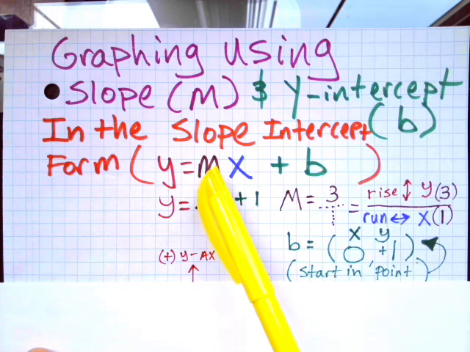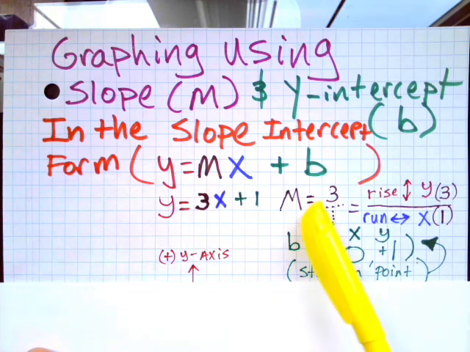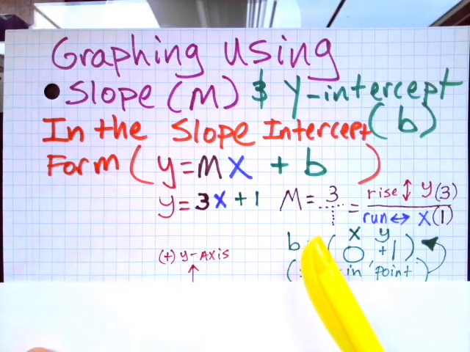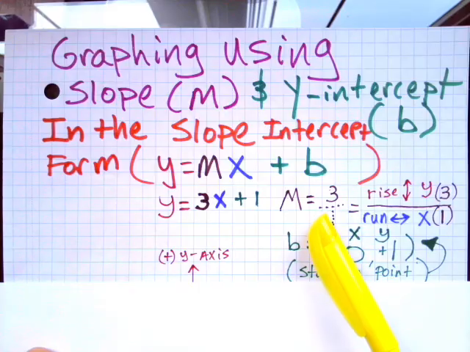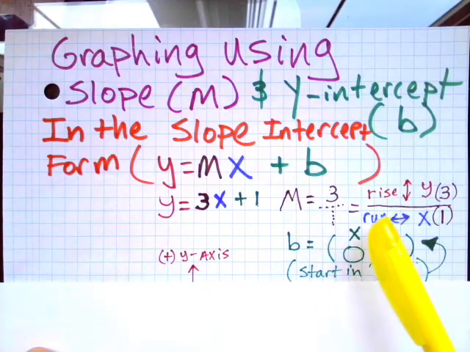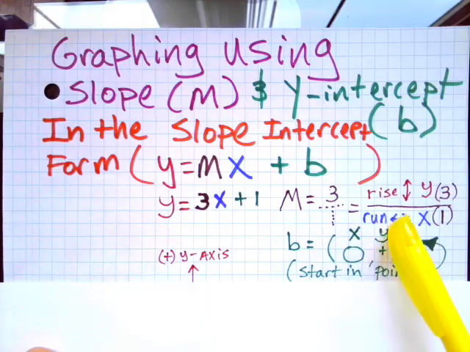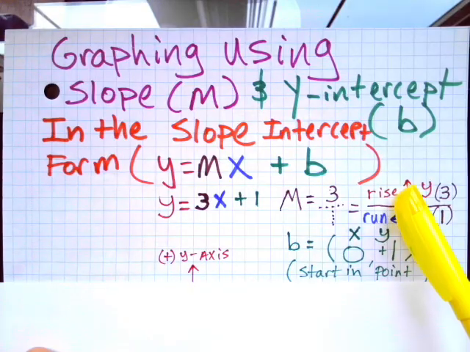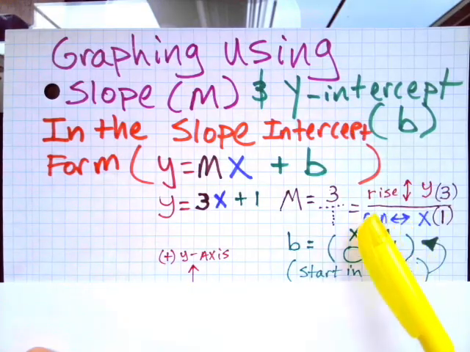Where our m value is the slope, 3. And it's always a fraction. There's an invisible 1 underneath that 3 unless otherwise given a value for the denominator's place. What does that represent? 3 represents the up and down on the y. The 1 represents the left and right on the x value. If it's a positive 3, it's going to go up on the y-axis. If it's a negative 3, it's going to go down the y-axis.